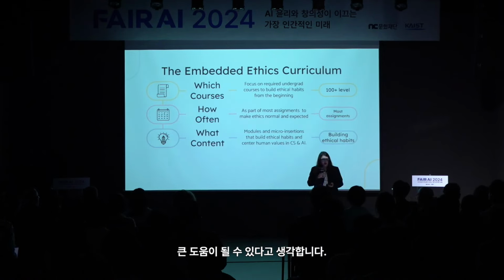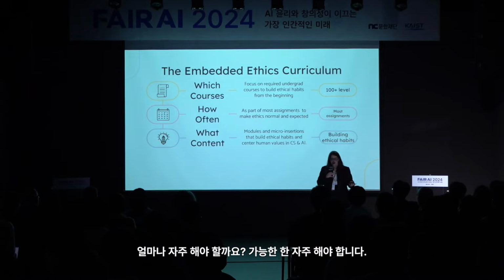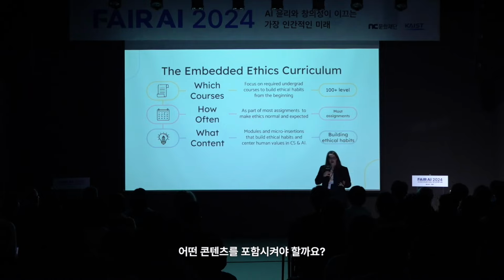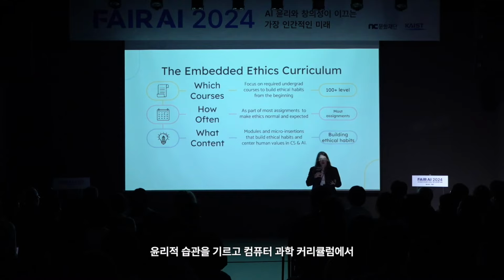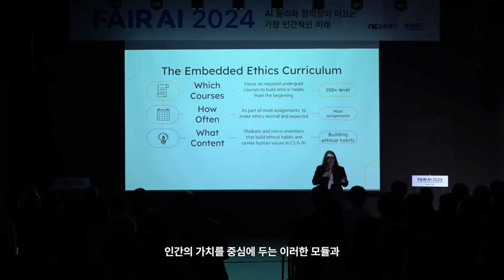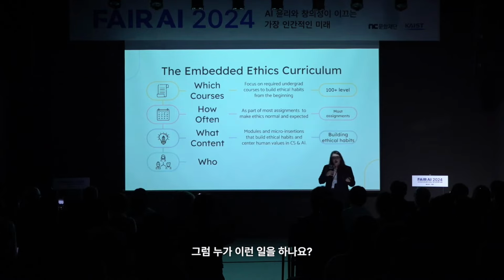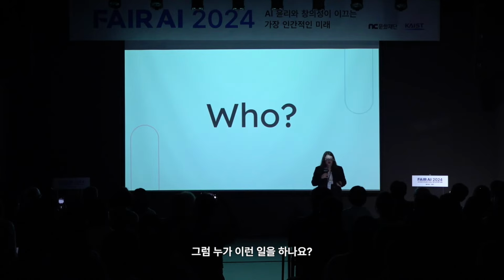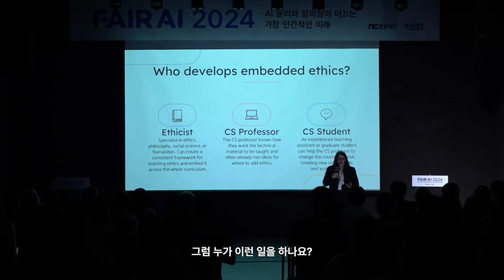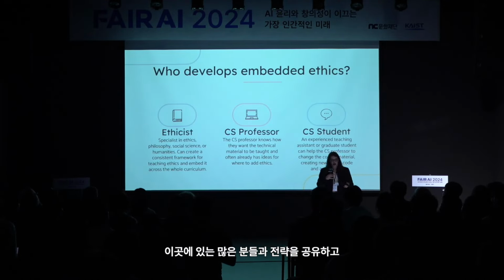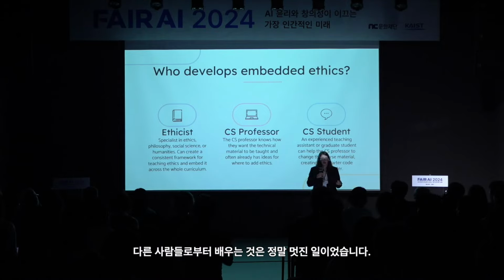Okay, so how often? As often as possible. What content? These modules and micro insertions that together build ethical habits and center human values in the computer science curriculum. So who is doing this? Well, a lot of people in this room, and that's why it's been so wonderful to share strategies and learn from other people in this room.